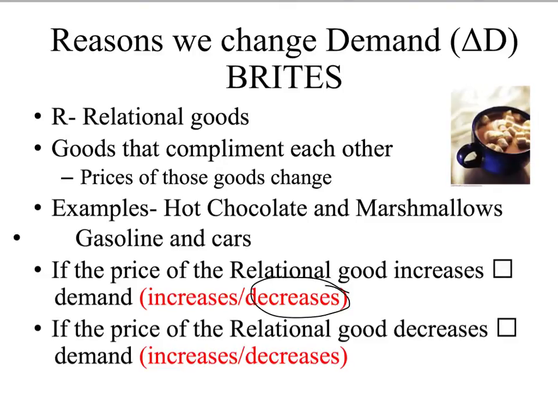If the price of the related good decreases, let's say it's hot chocolate again, more people will buy hot chocolate, and therefore more people might say, well, what goes with hot chocolate? I need marshmallows also. So if I bought the hot chocolate at a lower price, then I'm also going to increase my demand for marshmallows. And that's what we call related goods, the change in price of related goods.